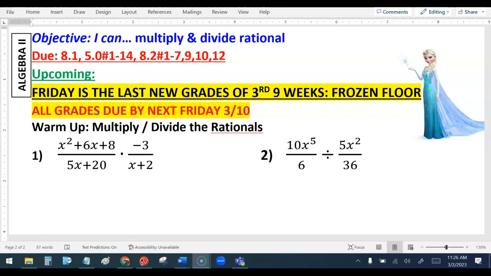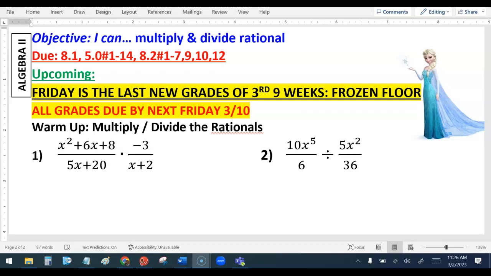All right, and don't forget, this Friday is the last grade of the 9 weeks. Everything next week will be pushed into the fourth 9 weeks. It'll be your frozen floor, meaning it can't go lower than that, but you'll have a whole other week till next Friday to get your grades up to passing or beyond, whatever your goal is, right?